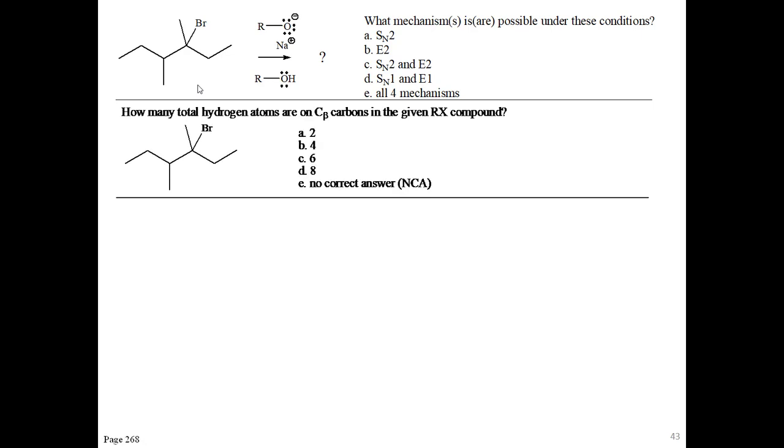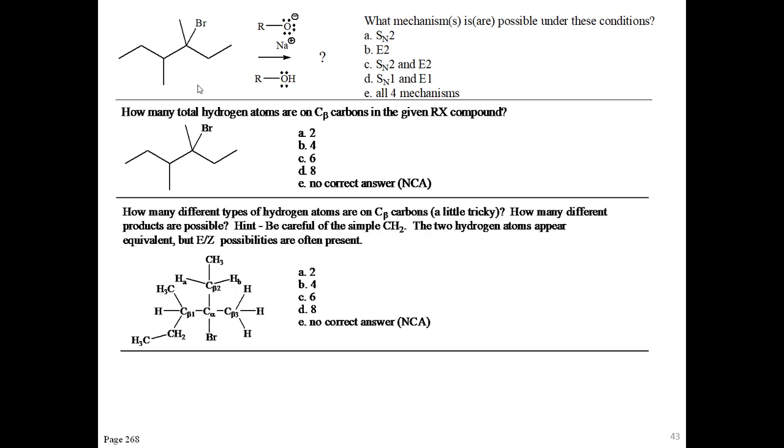Okay. Our next little question here is how many total hydrogens are on C beta carbons for this compound? And we always start at the C alpha. That bromine marks that carbon. And then we have a C beta up here, and hopefully you can see that's a methyl group with 3 hydrogens. And if I look over here, I have a methylene group with 2 hydrogens. And if I look over here, I have a methine group with 1 hydrogen. So that would add up to 6 total C beta hydrogens. Any of those could be rotated anti and cause an elimination reaction, E2 reaction.